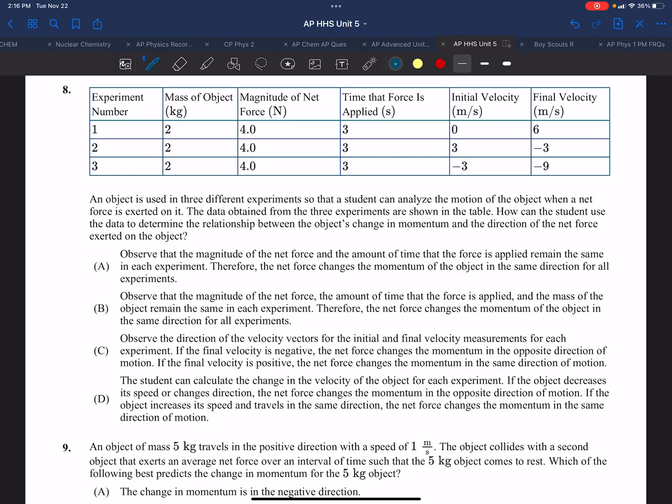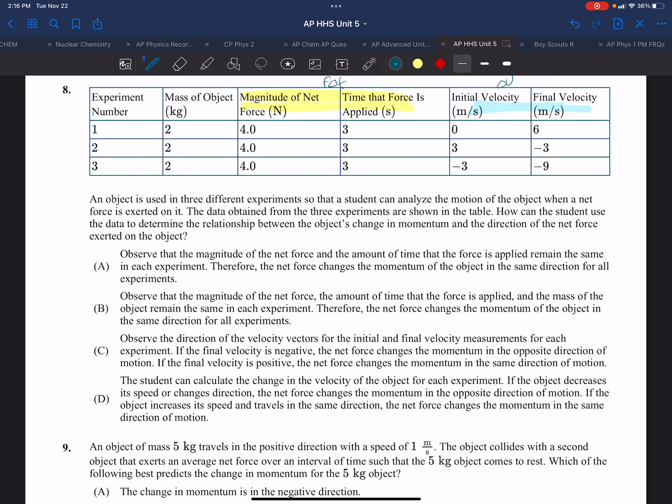In this question, we have a data table clearly labeled as 3 different experiments. In the first experiment we see mass, net force, and time. So immediately you should be thinking F delta T is what we should be thinking here. And then we've got initial and final velocity, which we would recognize and think of as delta V.